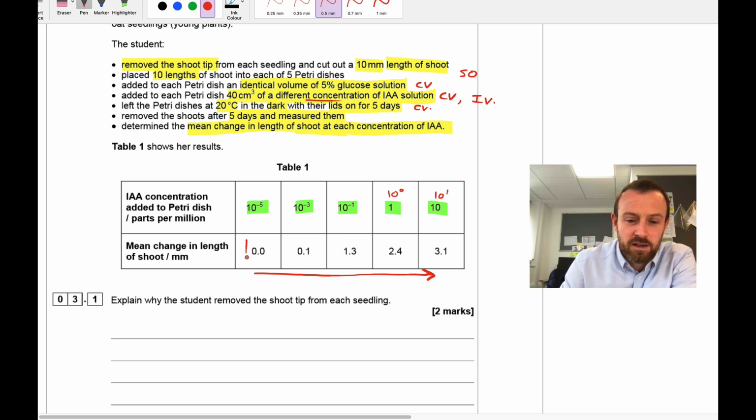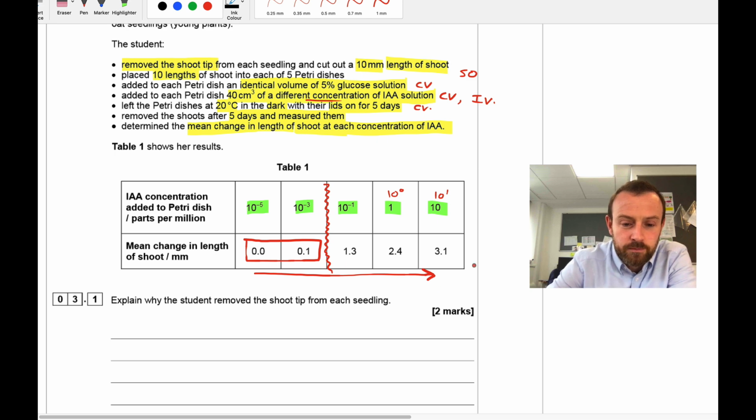I would say there's very little effect in this range, 10 to the minus 5 and 10 to the minus 3, and then there's a bit more of an effect after this step up to 10 to the minus 1.